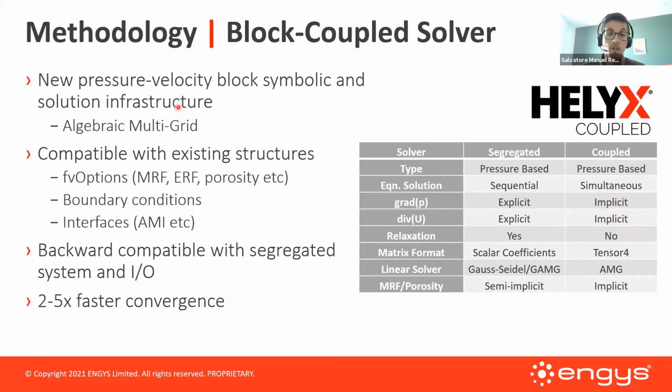The proposed methodology is based on a new pressure-velocity block coupled solver with an algebraic multigrid to solve the linear system matrix. This framework is compatible with the existing segregated structures, such as FV options, boundary conditions, and interfaces, is backward compatible with the segregated system, and the speedup is between 2 and 5 times faster with respect to a segregated solver, based on the size of the mesh and the type of application.